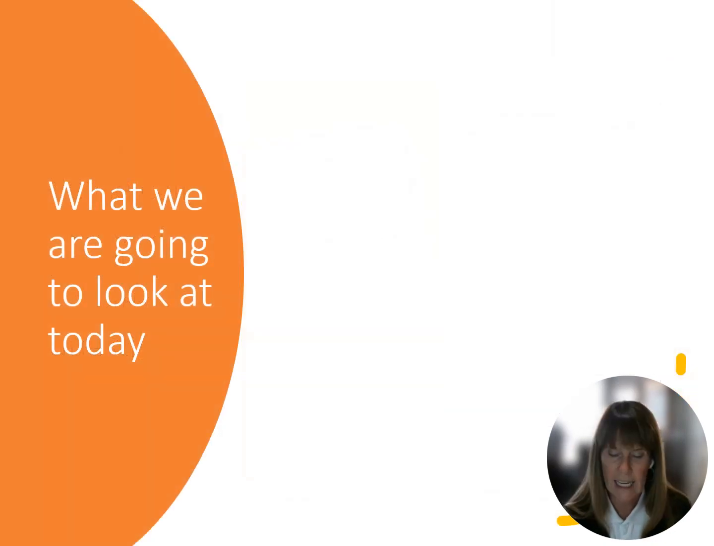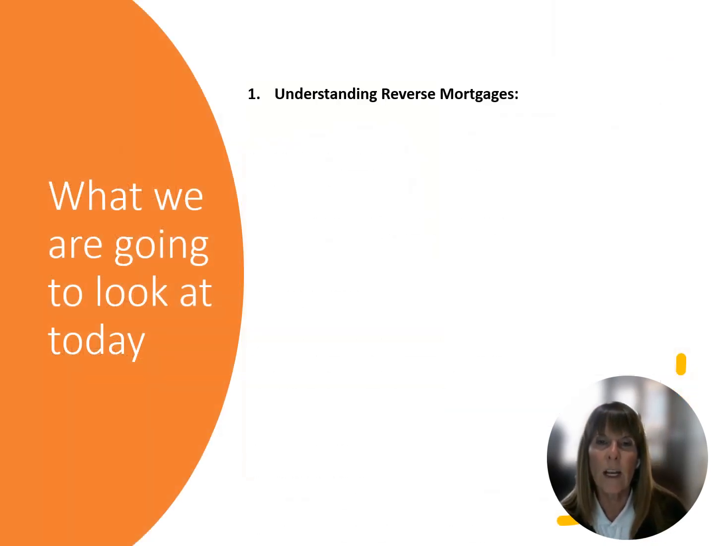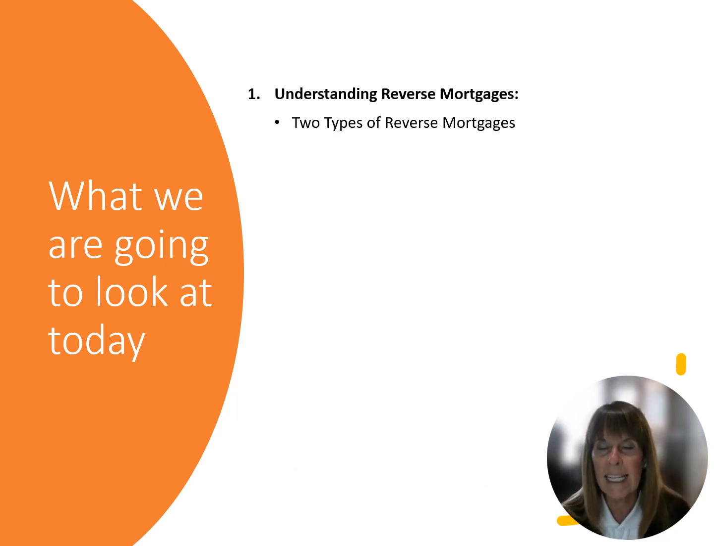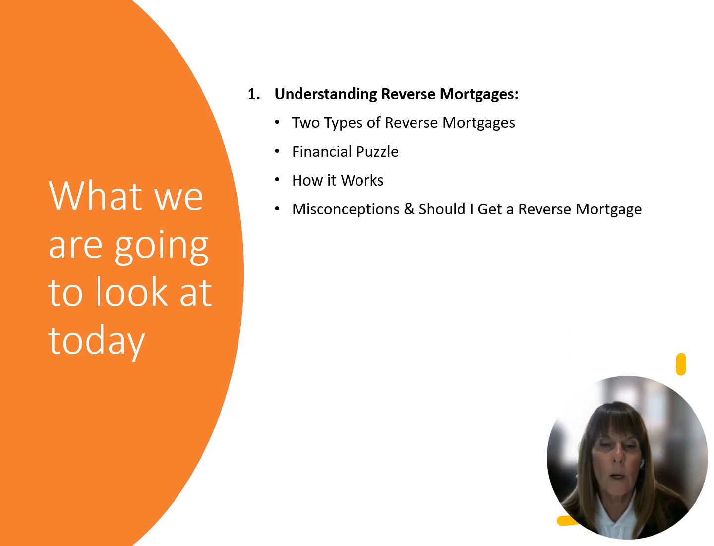So what we're going to look at today, first of all, as most of you know, is understanding reverse mortgages. That's today's topic. There are two types of reverse mortgage: the FHA government insured product, and then conventional or proprietary reverse mortgages. When I meet with people, I talk about their financial puzzle. What are they trying to achieve? So that's always under understanding a reverse mortgage. How it works, misconceptions, there are a lot, and then reverse fraud.